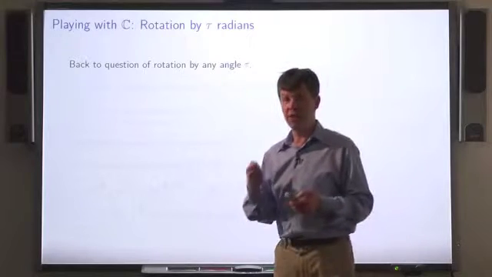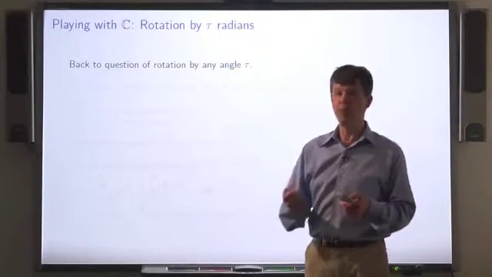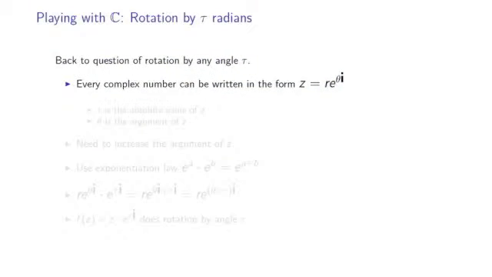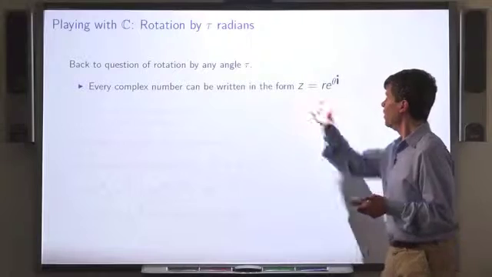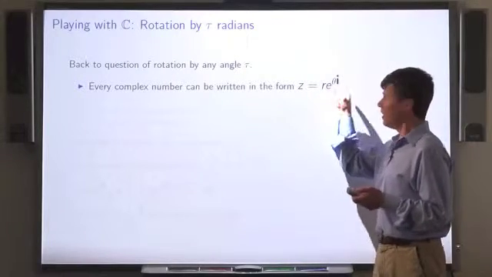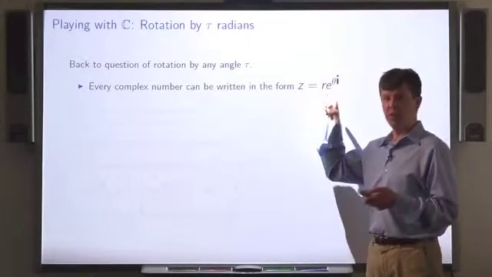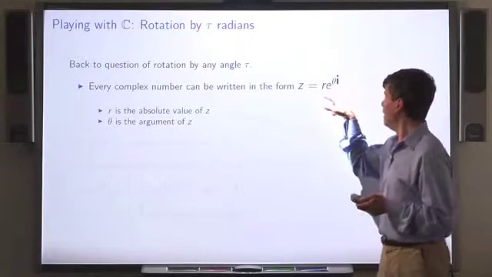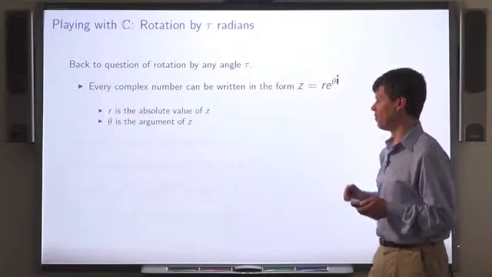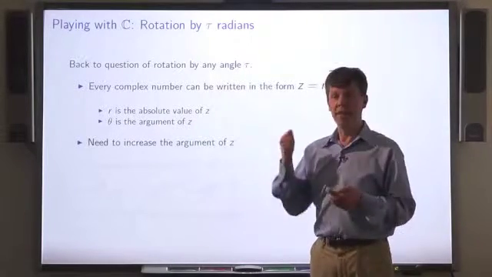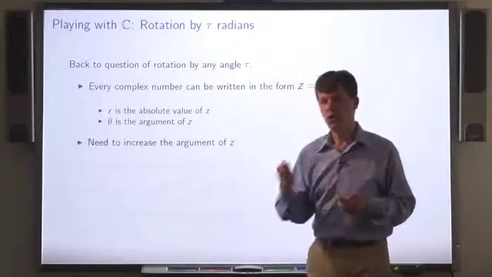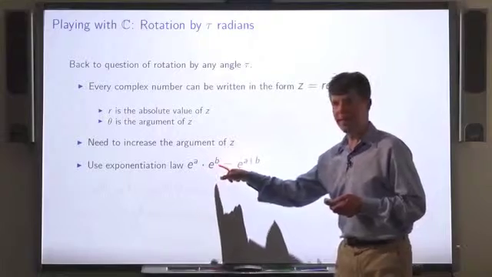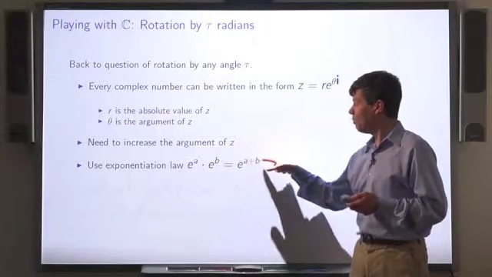Let's see how we can use Euler's formula to rotate points by any angle tau. Any complex number can be written in this form: z equals r times e to the theta i, where r is a real number, which is the absolute value of z, and theta is the argument of z. What we want to do is increase the argument of z. We'll use the exponentiation law: e to the a times e to the b is e to the a plus b.